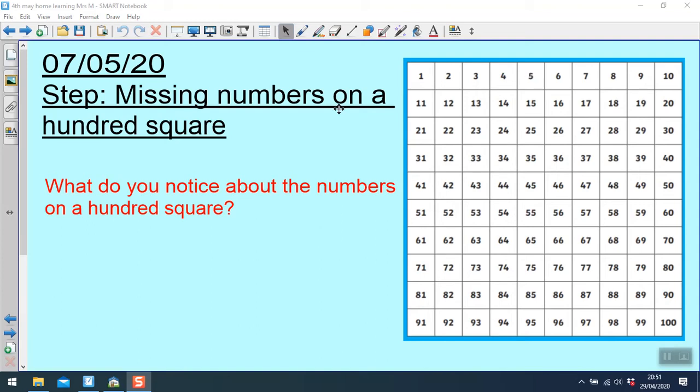Okay, so what I've worked out is that as you move towards the right, you're adding on 1 every time. So as you move towards the left, you're taking away 1 every time. As you move down, you're getting 10 bigger every time. Look, the tens number adds 1 every time. It's changing by adding 1, but the ones number is staying the same. So as you move up the 100 square, you are subtracting 10 every time.